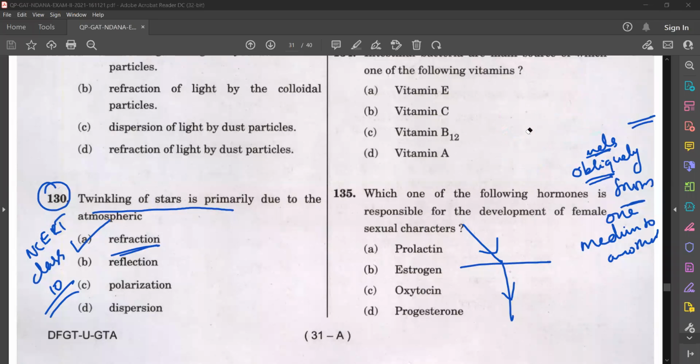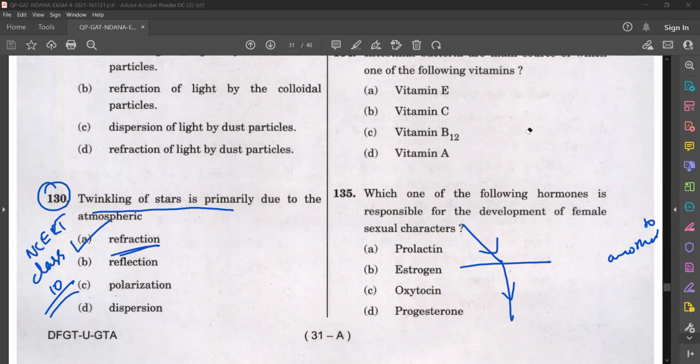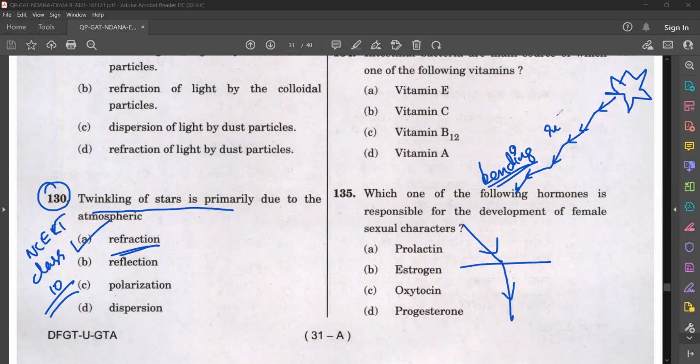Why? Because the light from the stars is coming from very far away, isn't it? Light from the star is traveling a very long distance. So when it travels, what happens? It would have to cover many layers of atmosphere. So what happens then? Bending happens, isn't it? So refraction happens here.